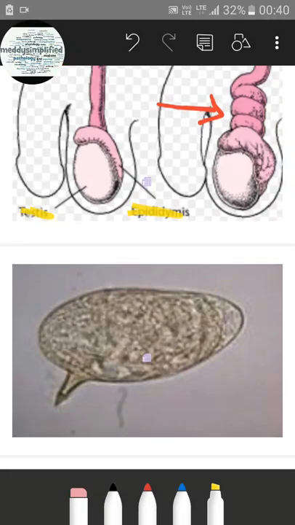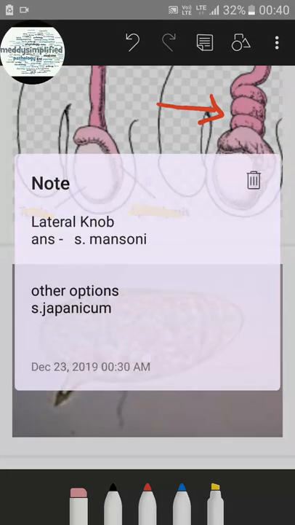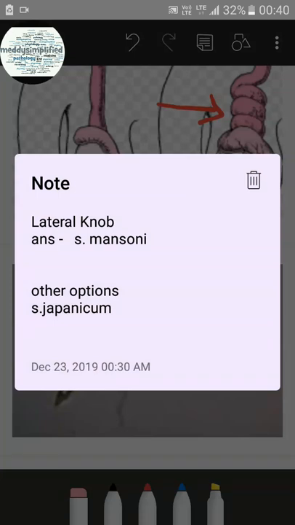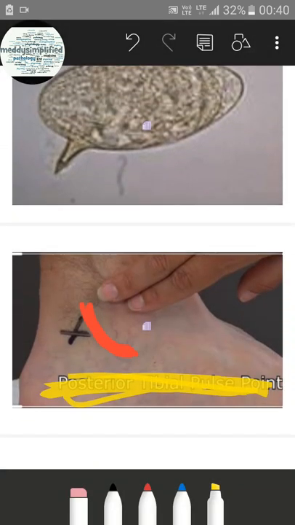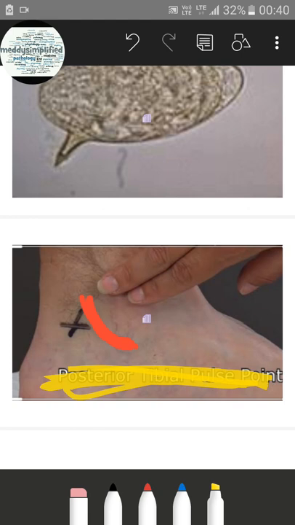Now this image was given, and it was written that this is having a lateral spine. So the answer for this was Mansoni. Other options given were Haematobium and Japonicum. Next, this area was marked, and it was asked which artery passes through this red area, and the correct answer was posterior tibial artery. The other options were medial plantar, lateral plantar, and anterior tibial artery.